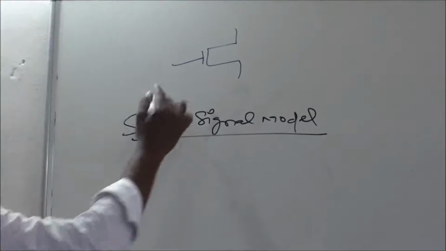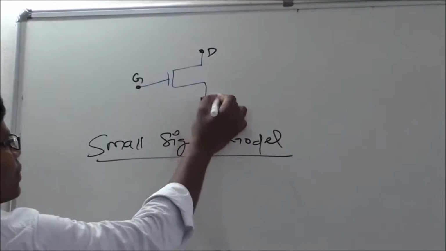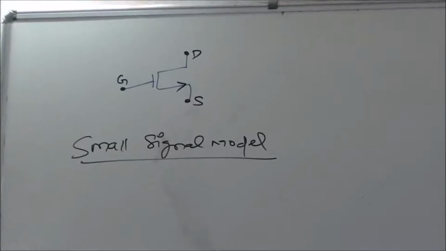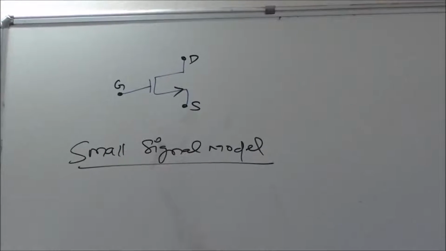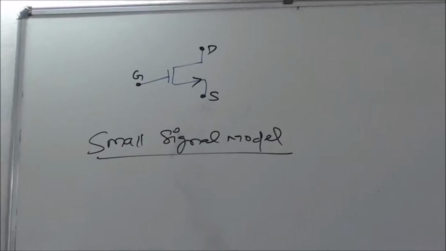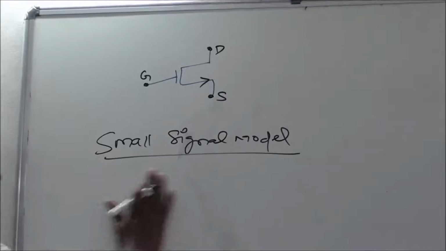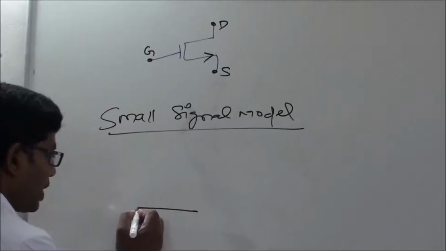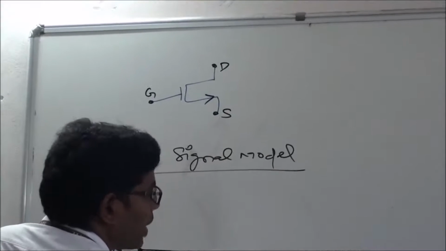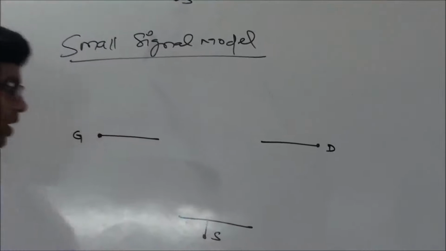When we consider the same thing, this is my gate, drain, source. Now I want to replace this MOSFET by an equivalent circuit which will reflect the characteristics of the same MOSFET. Am I correct? Right? Now let me draw. Let me take this terminal to be the gate terminal, this to be the drain terminal, this to be the source terminal. Fine?